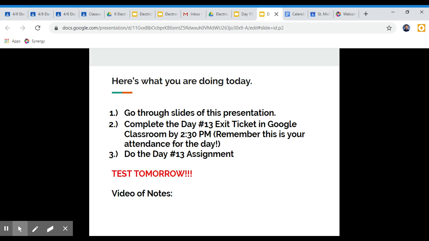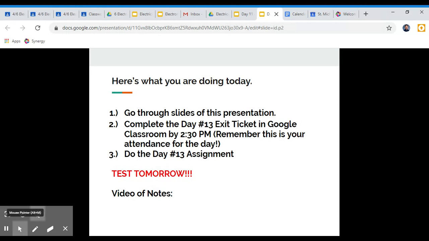So, what we're going to be doing today, we're going to go through, I'll talk through these slides, give you an example for Transformers. And then you're going to complete the day 13 exit ticket in Google. Just so you know, the day 13 exit ticket has to do more with just EMF, which is okay because Transformers use EMF anyway. But just so that you are aware, you won't see any direct Transformer problems on that exit ticket or on that assignment.